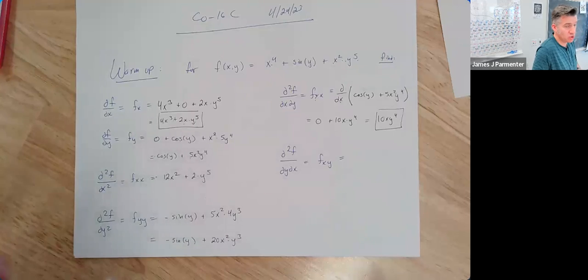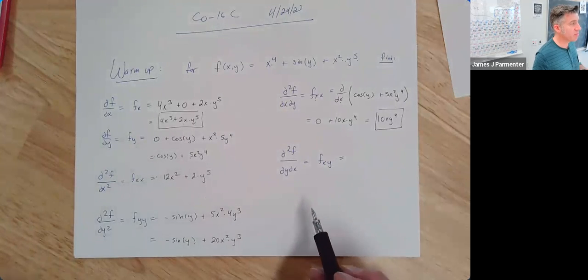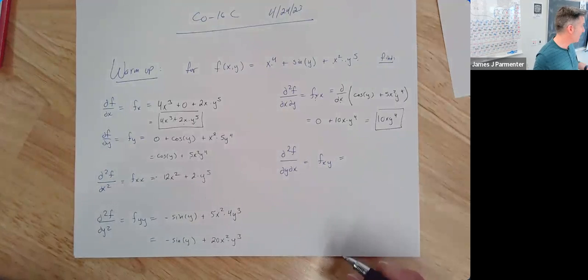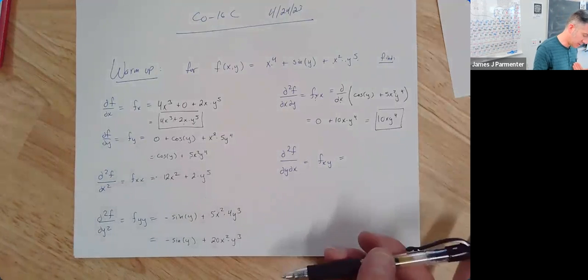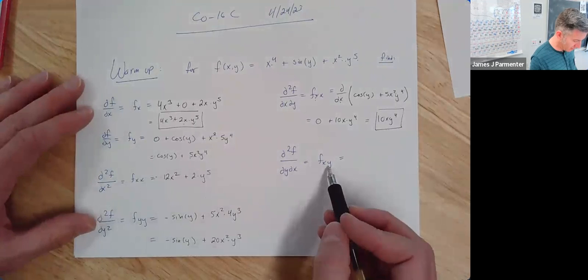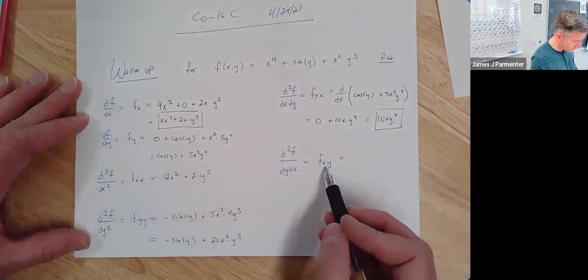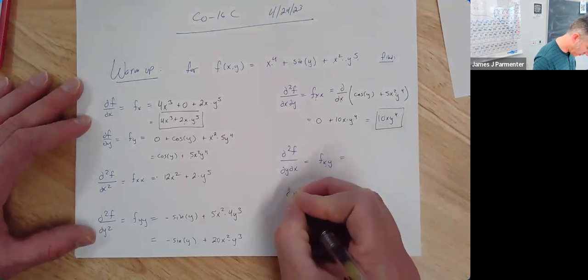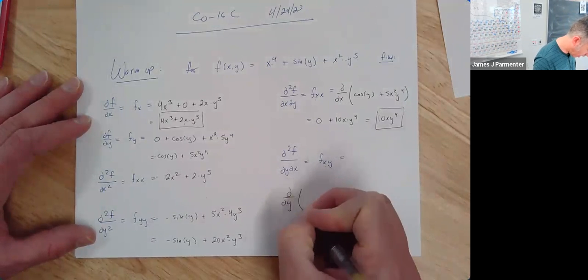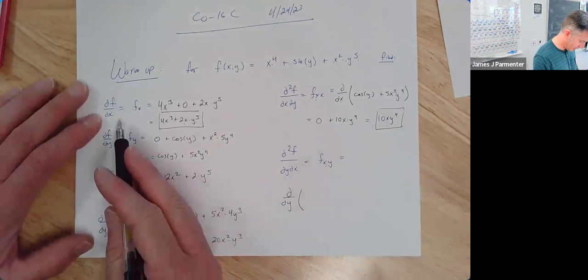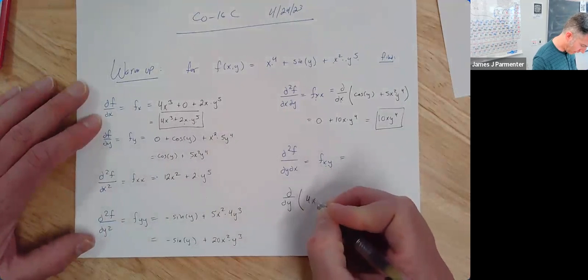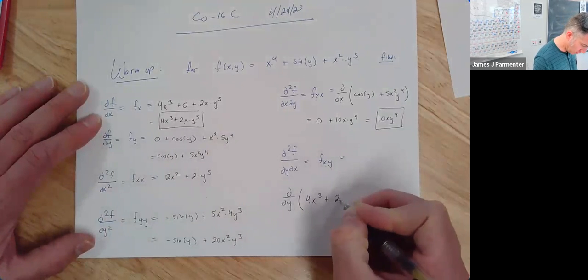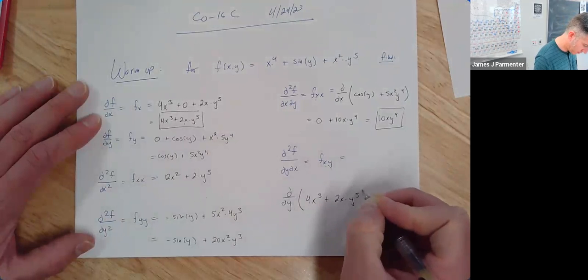And our expectation should be that the mixed partial derivative the other way will end up being the same. Let's check and see though. We do fxy, which means we take the derivative with respect to x first and then y second. That's going to be the derivative with respect to y of our derivative with respect to x, which was 4x cubed plus 2x times y to the fifth.